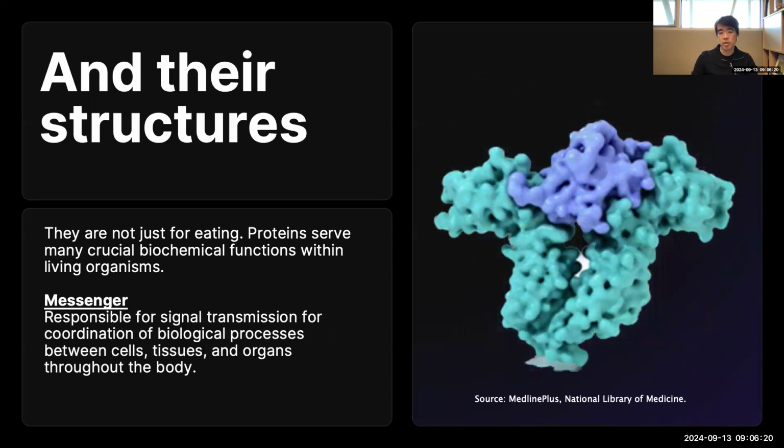Here's another one. So some proteins are also messenger proteins, and they're responsible for signal transmission, for coordination of a lot of different biological processes between cells, tissues, organs throughout our body. In fact, this particular crystal structure here on the right-hand side is the crystal structure of a growth hormone here in blue, bound to some sort of receptor here in teal. And hormones, if you are unfamiliar with these, are things like our testosterone, estrogen, other different types of hormones that communicate with other cells in our body to influence a lot of different aspects of our biological function. And they play a very key role in our development in many different ways.